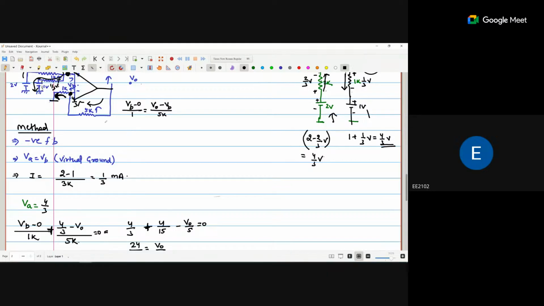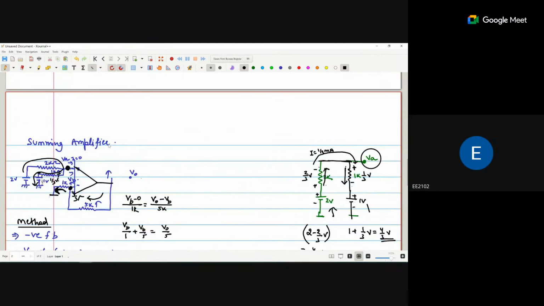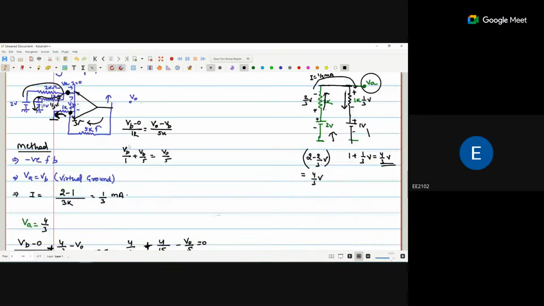Again, VB by 1 plus VB by 5 is equal to V0 by 5. The equation is again the same, the answer will be the same. But just remember the direction should be clear. If the direction is clear, like for example you are taking that one is the incoming current, one is the outgoing current, and you add them, it is not possible.